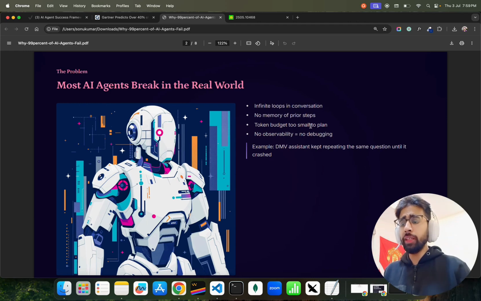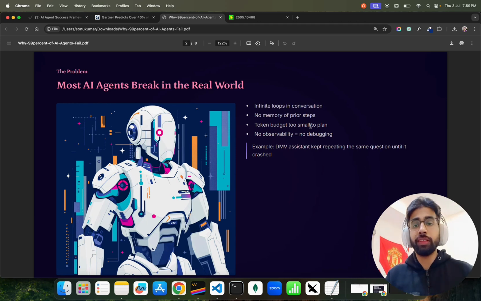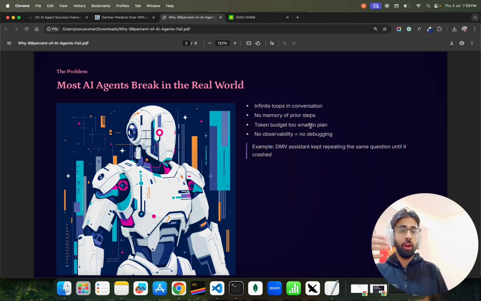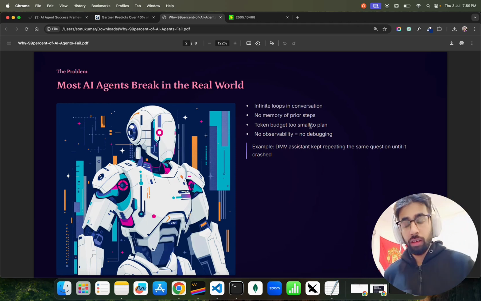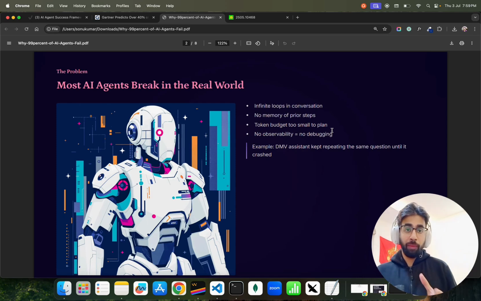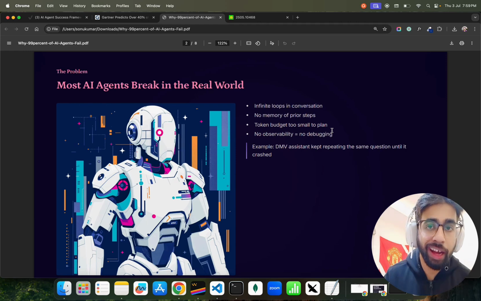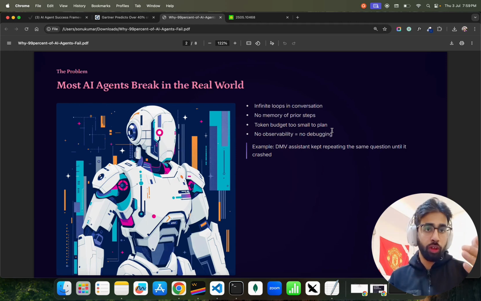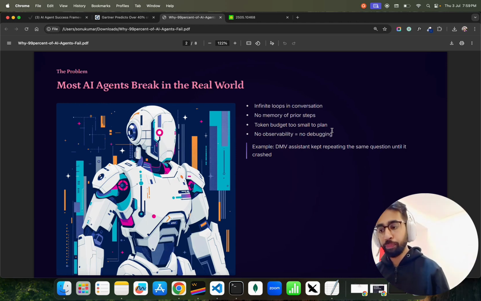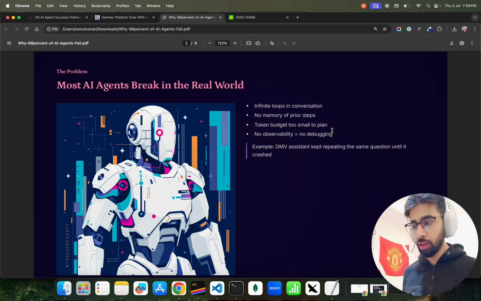Now, the token budget is too small to plan. Sometimes you have thousands of users using it on a daily basis, where tokens are in high demand, and that becomes a problem. And no observability. I think that's one of the major things. People don't use tools, or they're not focusing on building better observability tools that can help you monitor, track, reduce, and plan better. There are tools like AgentOps, Phoenix, Galileo, and a lot of others that we can use to look at better observability patterns that will help us make better decisions while we are working on it.